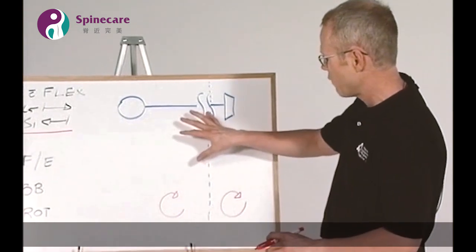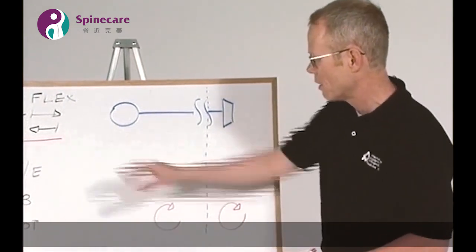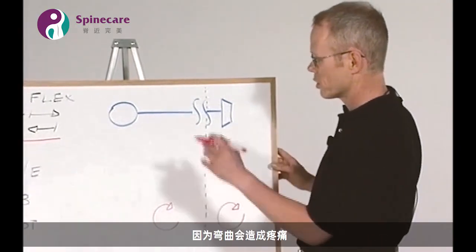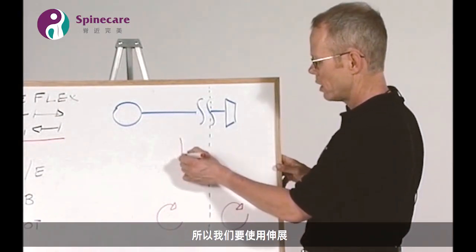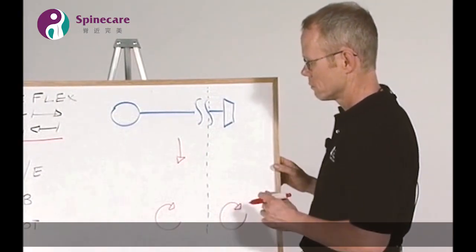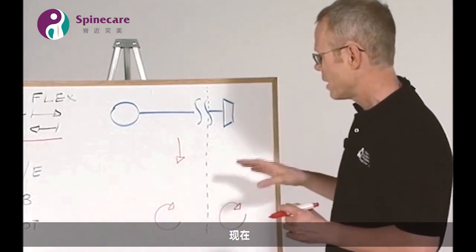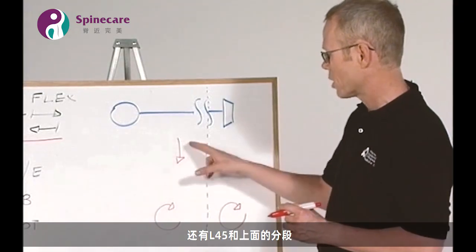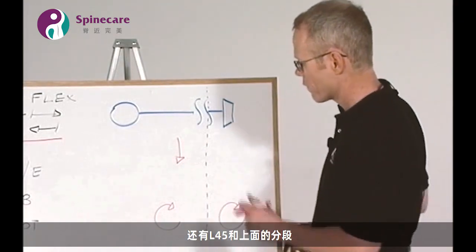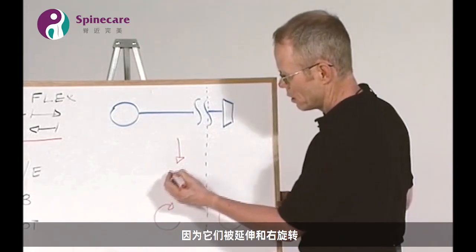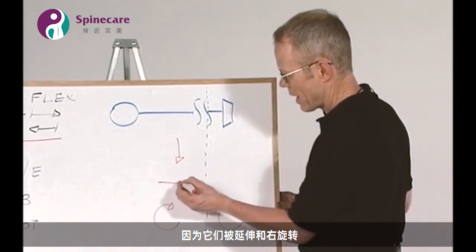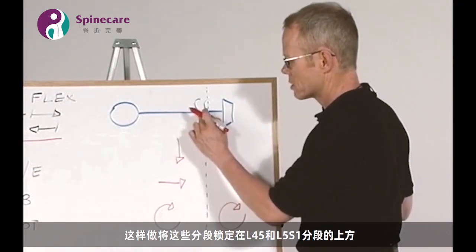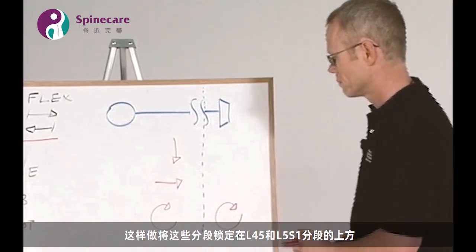Now, in the L4-5 segments and segments above, we'll first want to preposition them away from their pain. So because flexion hurts, we're going to use extension. Now, in the L4-5 and segments above, because they're extended and right rotated, we will first add to the extension a right side bending, and in so doing, locking those segments at L4-5 and above.